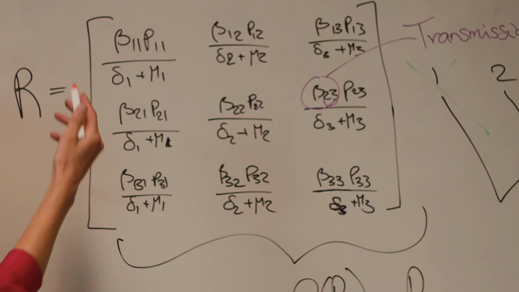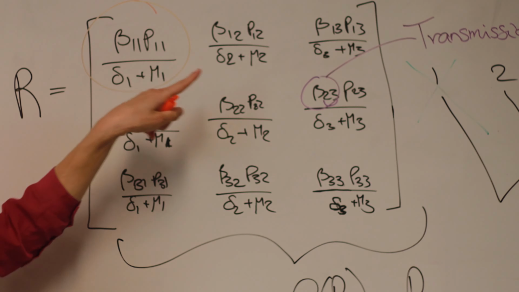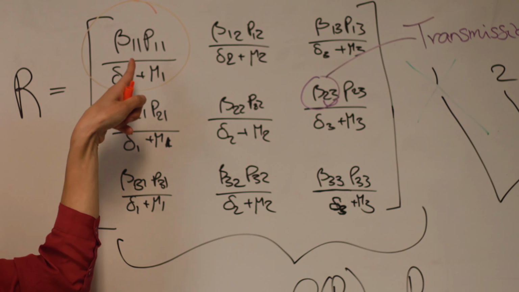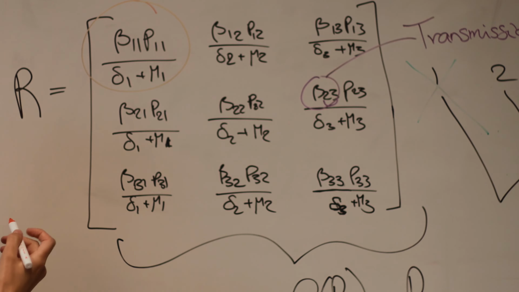If we look at just here on the top left corner, we just have the spread of the disease, the transmission between only species 1. So this would be your regular disease model, such as for COVID, because we're just looking at how much the disease is spreading within species 1 on its own.